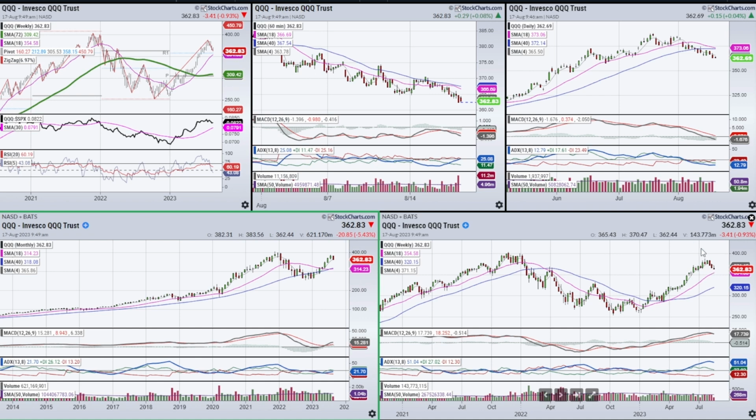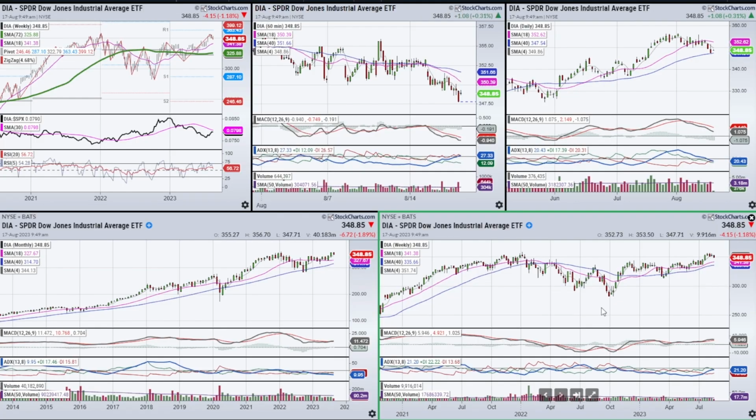All right, but I'm not going into it with a preconceived notion because the ADX strength is good. I'm under the assumption that the 18-week is going to try and hold, at least on the first attempt. All right, let's go to the DIA.